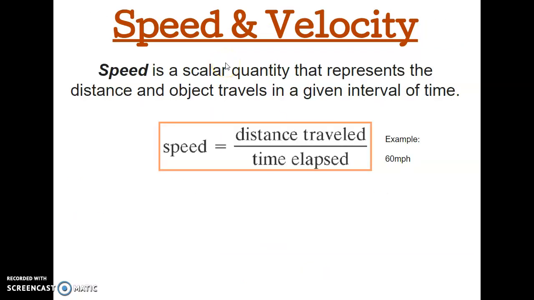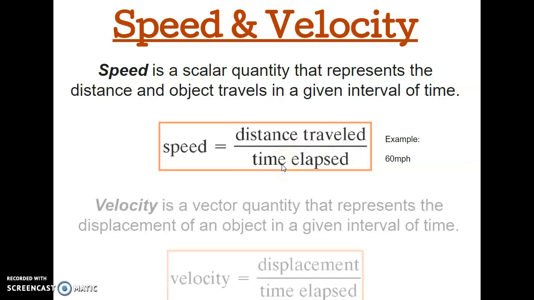Similar to distance and displacement, we have speed and velocity that are very often confused by people. Again, speed is a scalar, so when we talk about speed, we talk about a number value. It's like being inside your car going 60 miles per hour, but you may not know if you're going east or west. You just know that you're going 60 miles an hour. That's speed. And the formula for speed is distance traveled divided by time.